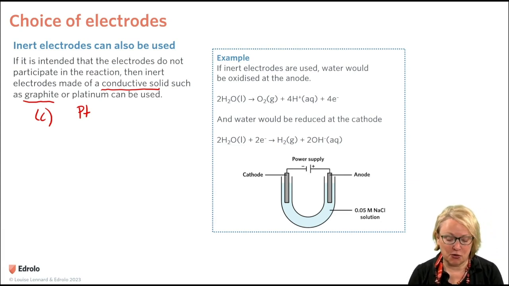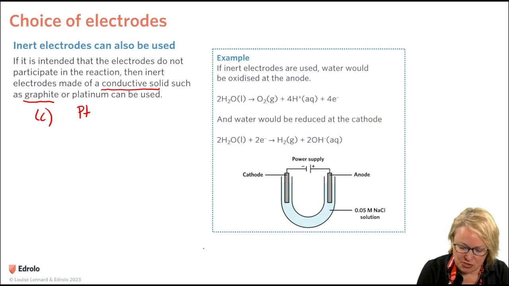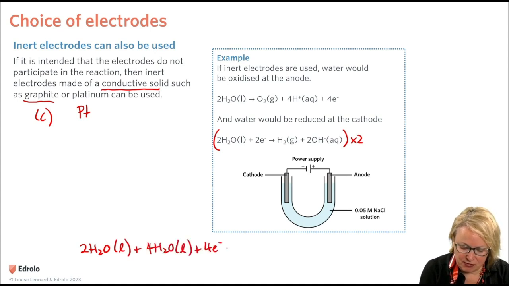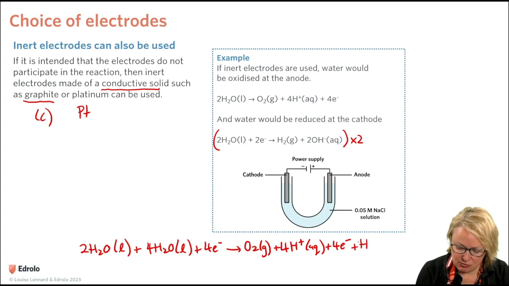So if we've got inert electrodes, then if we had pure water, water would be oxidised at the anode and reduced at the cathode. And so our overall reaction would be, we'd multiply this by 2. So we would have 2H2O liquid plus 4H2O liquid plus 4 electrons to produce O2 gas, 4H+ ions aqueous, 4 electrons, 2H2 gas, and 4 hydroxide ions aqueous.